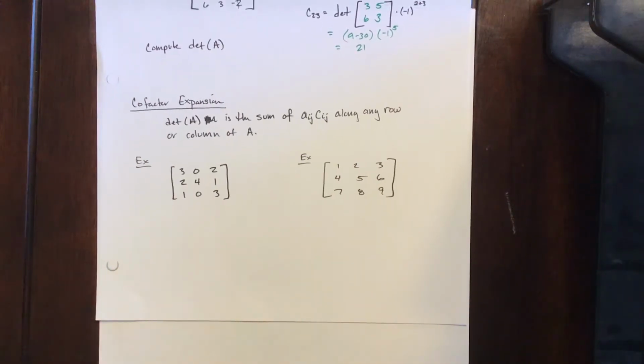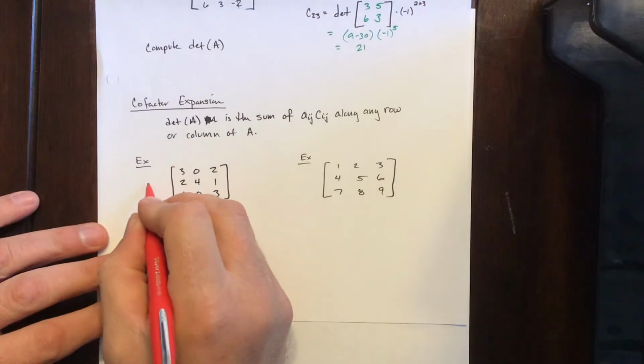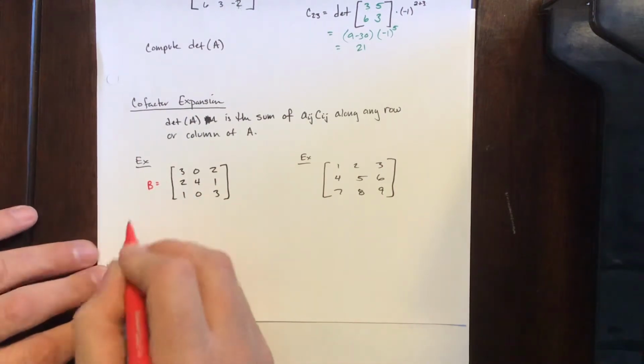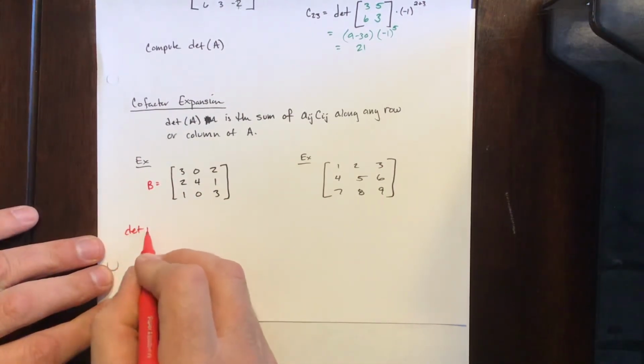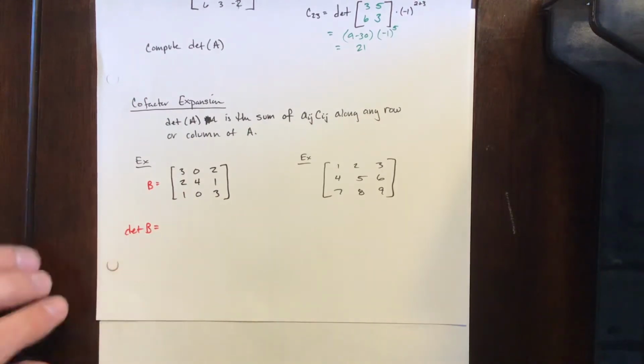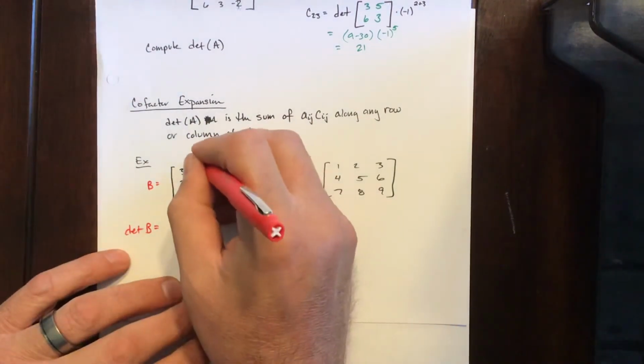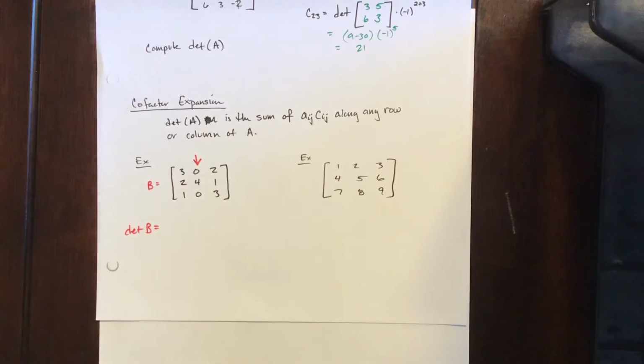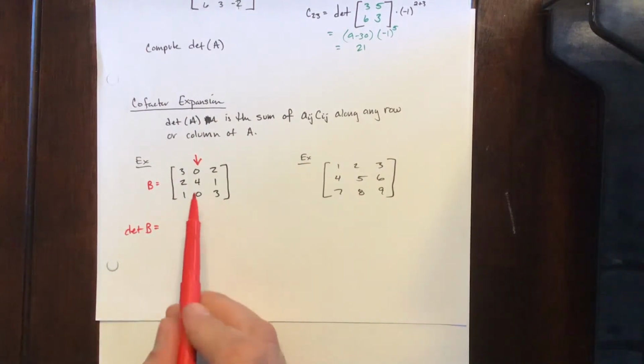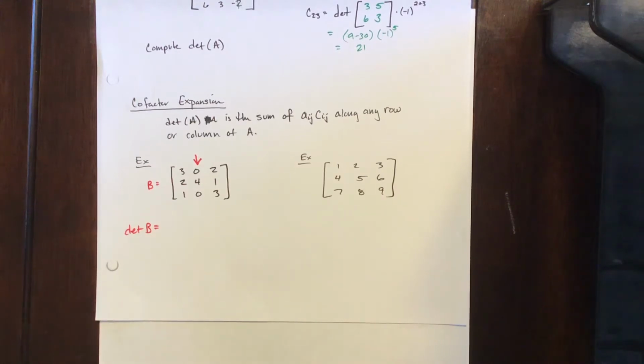Let's do this 3 by 3. The determinant, let's call this matrix something other than A. Let's call it B. So if I were going to take the determinant of B, what I would like to do is expand down the second column. Okay, why the second column? Well, look, there's a bunch of zeros in it.